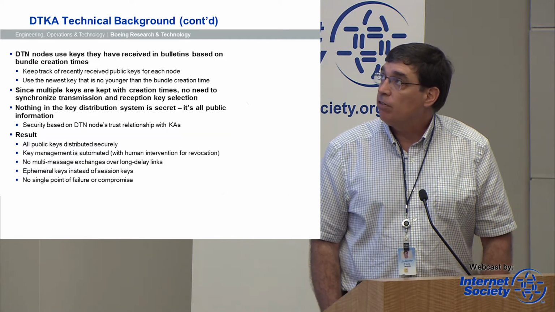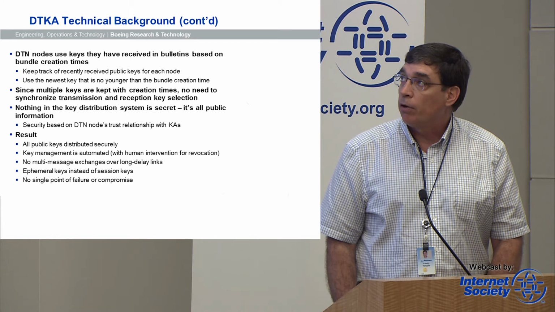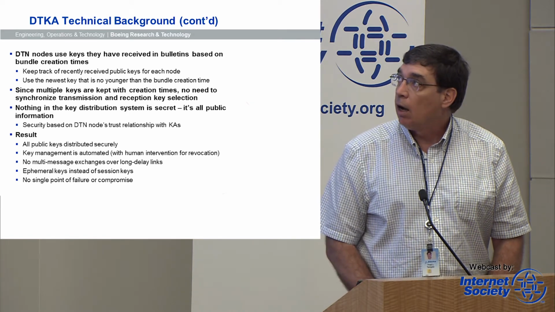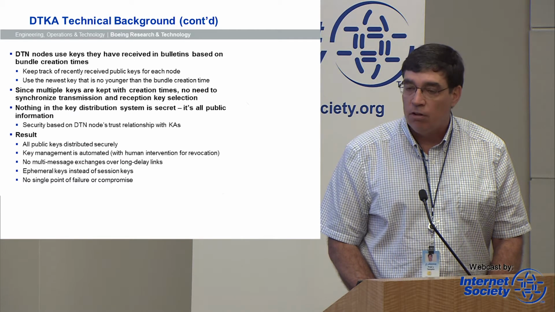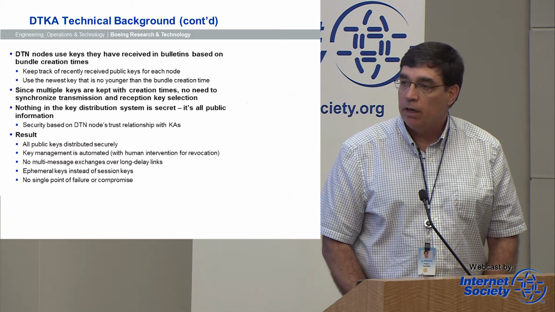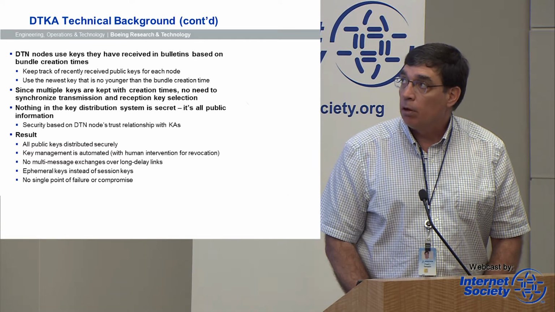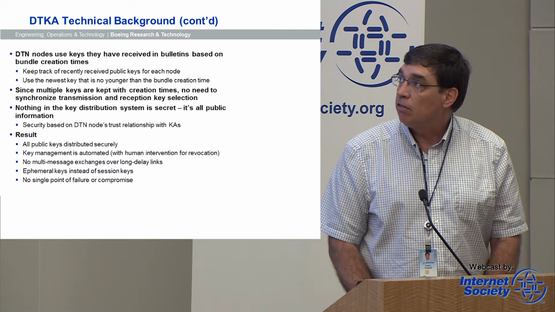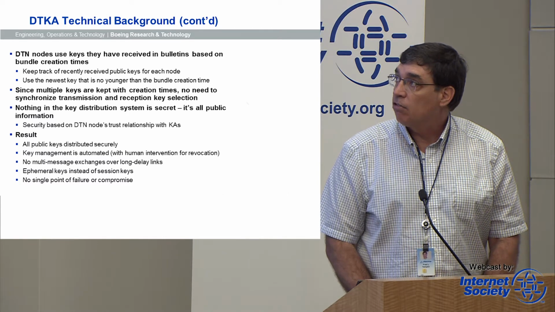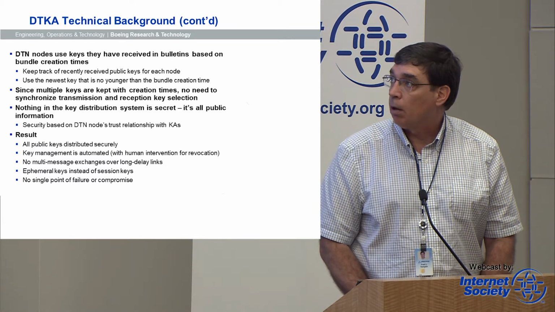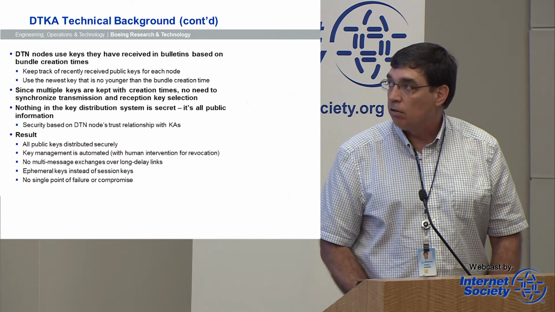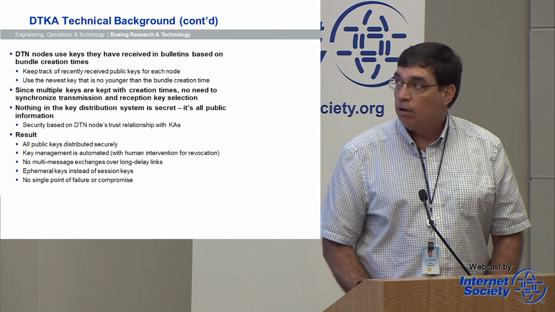Okay, DTN nodes use keys that they have received in bulletins based on bundle creation times. So they keep track of recently received keys for each node that they need to accept data from, and use the newest key that is no younger than the bulletin creation time. Since multiple keys are kept with creation times, no need to synchronize transmission and reception key selection. And nothing in the key distribution system is secret. It's all public information.